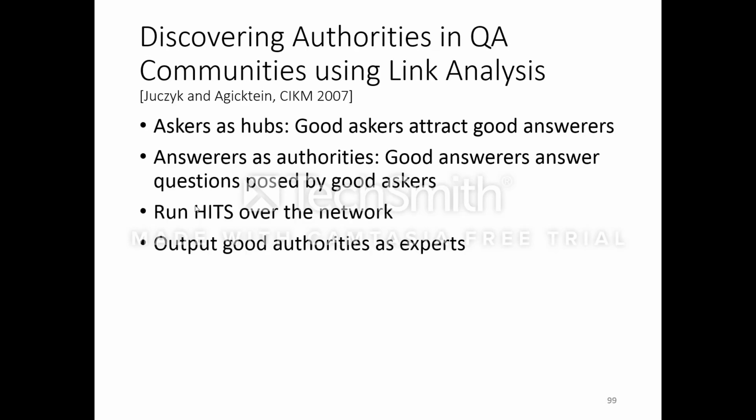Essentially, the good hubs are of limited use for the task of expertise finding, but maybe for other tasks they are useful. So output the good authorities as experts. You take this network and get the authority scores, take the top users with high authority scores, and output them as experts. So that is an expert finding algorithm.